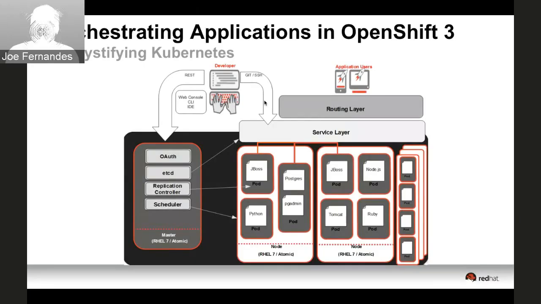Etcd is our distributed registry. So this maintains the state in the system, information on where all of these containers are running and what their IP address is and so forth. And then the replication controller, which works with the kubelet on each of the nodes to do the health management, as I was referring to earlier, to maintain the state you declare for how many instances you want. And then the scheduler, which handles placement.